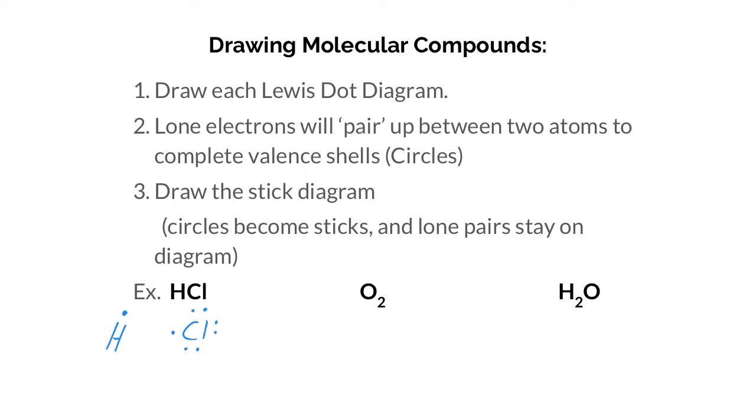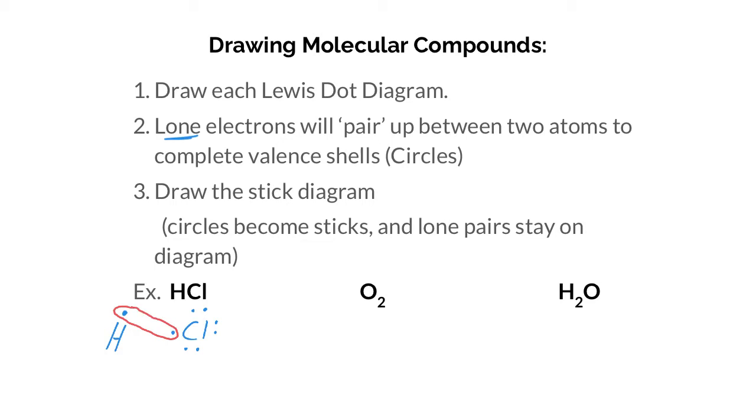Step 2 says that the lone electrons will pair up between two atoms to complete their valence shells. So the lone electrons, the ones that are by themselves, will pair up. And so we'll draw a circle around these lone electrons to indicate that they will be shared.